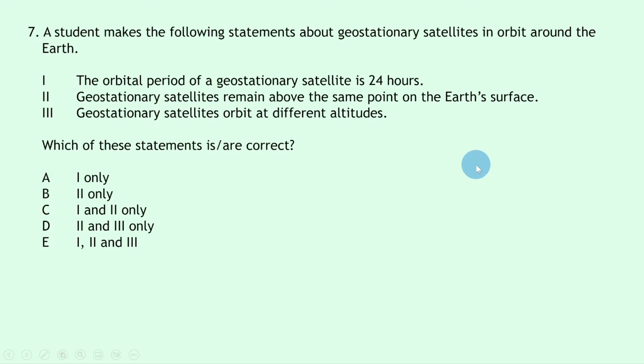Well, to answer this, you just need knowledge of geostationary satellites. So the first one, the orbital period of a geostationary satellite is 24 hours. That is correct, because remember a geostationary satellite will go around the Earth once in the same time it takes the Earth to spin once on its axis.